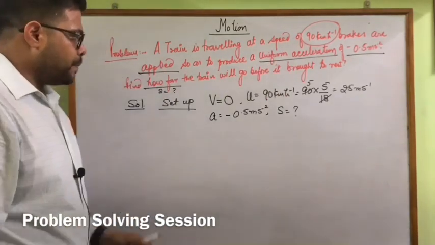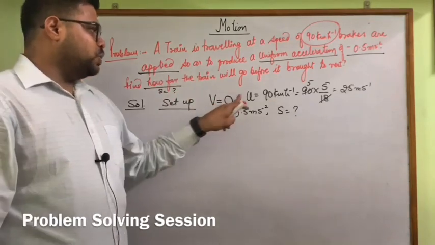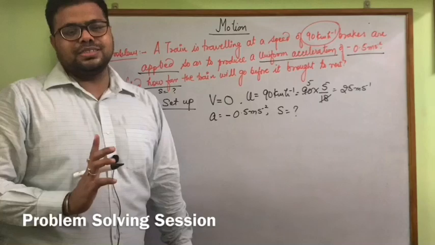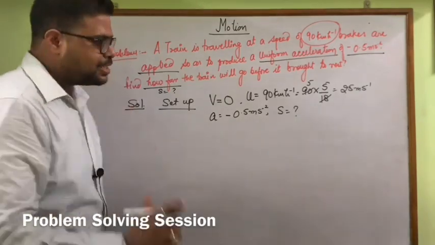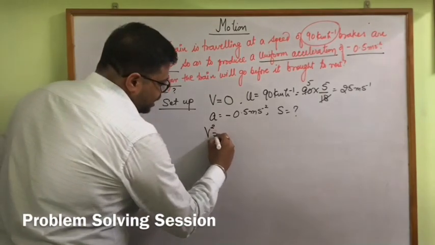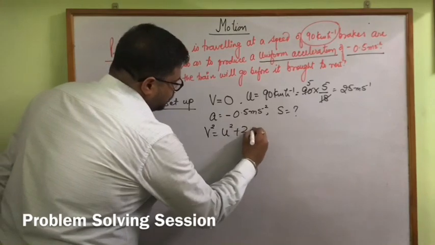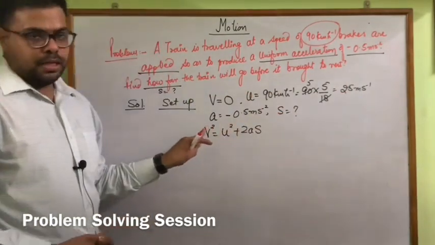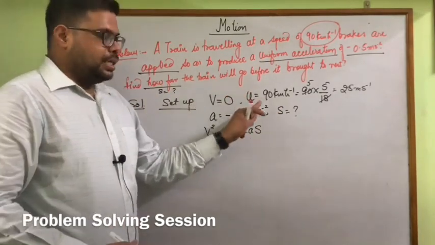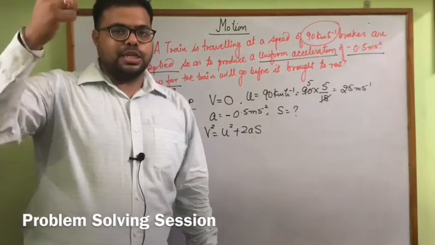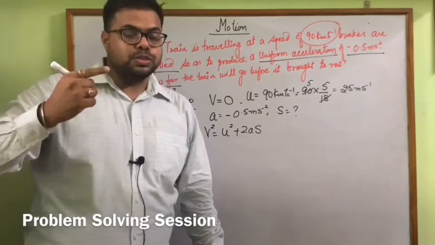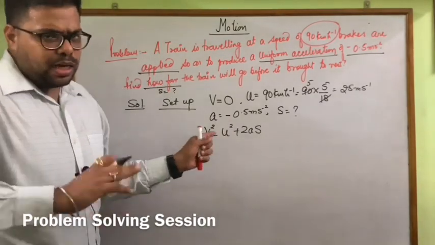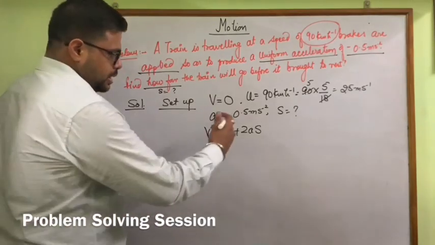So here v is there, u is there, a is there, s is there. So the only one remaining is v square equals u square plus 2as. Why? Because of all the data I already saw, there is no time, because for the first equation and second equation we would have to use time, which is not mentioned. So we can't use those, we just apply all this data in this equation.